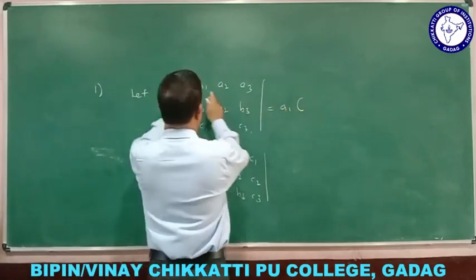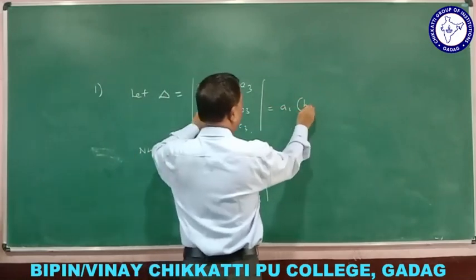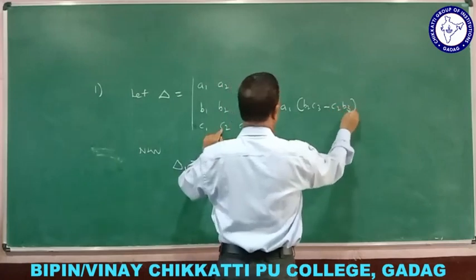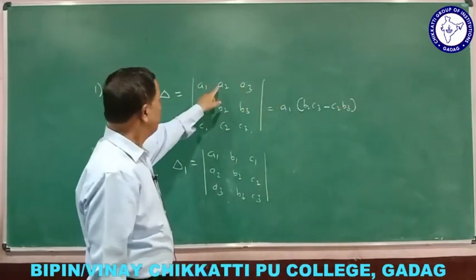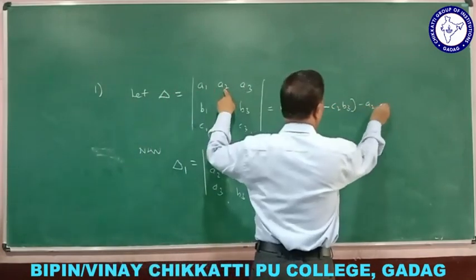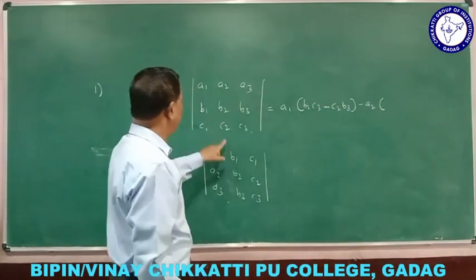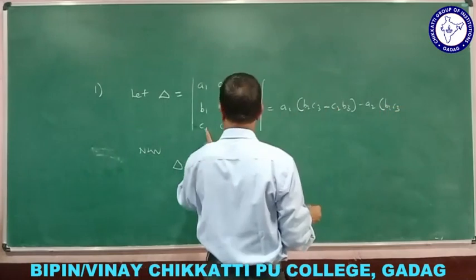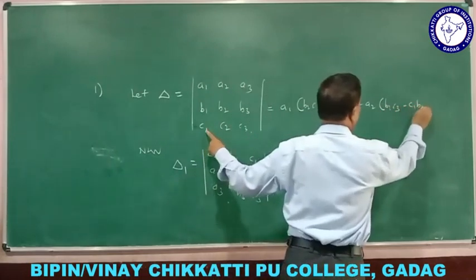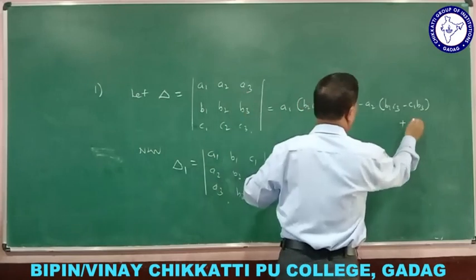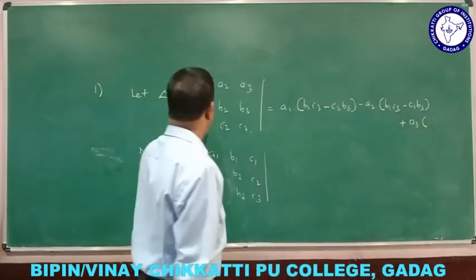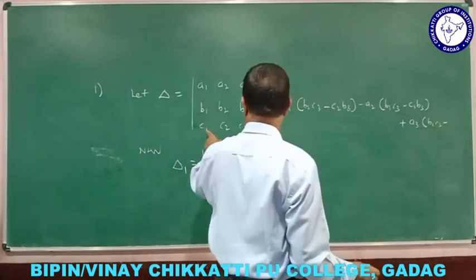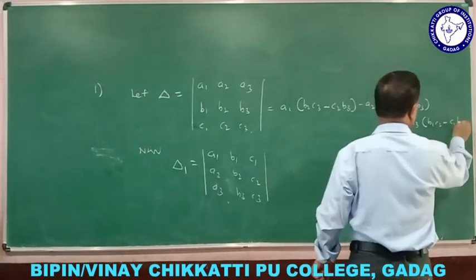A1 into bracket, look at this, B2, C3 minus C2, B3. Next what you have to write? Minus A2 into bracket. Leave this. B1, C3, next C1, B3, minus C1, B3, and plus A3 into bracket, A3 into bracket, B1, C2 minus C1, B2.